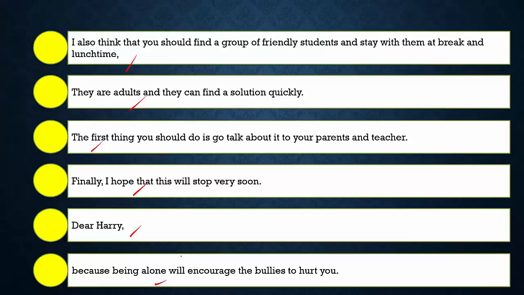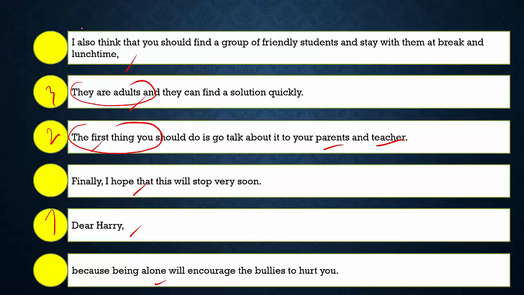This is a letter, so this is certainly the first part of it, dear Harry. But what is the first one? The first thing you should do should come first. Okay, the first thing you should do. So this is my first piece of advice. The first thing you should do is go talk about it to your parents and teachers. So let me write number two here. They are adults, parents and teacher. Number three, they are adults and they can find a solution quickly.